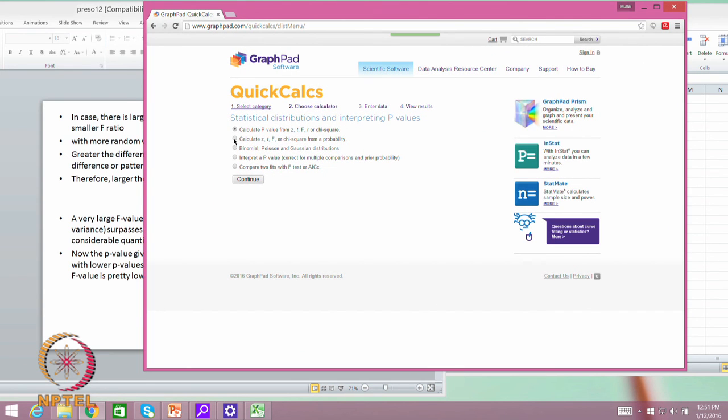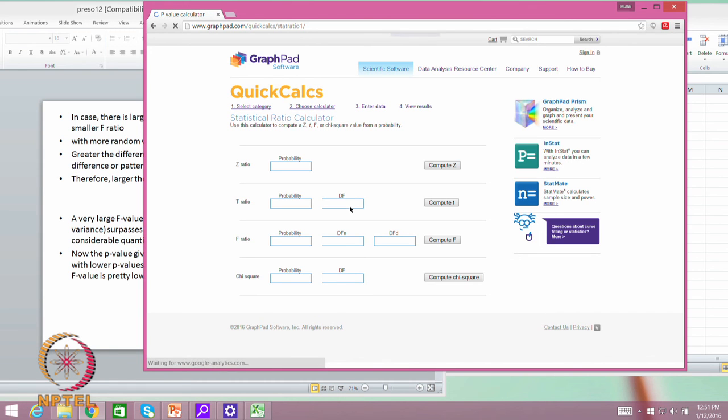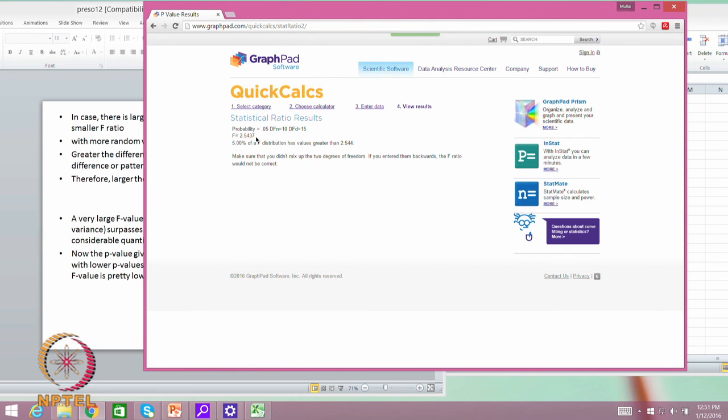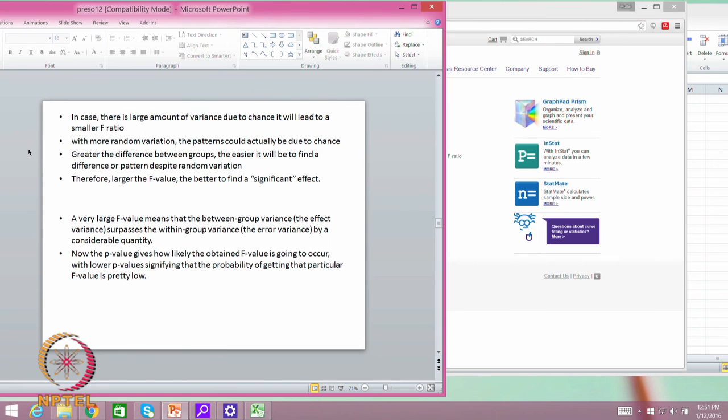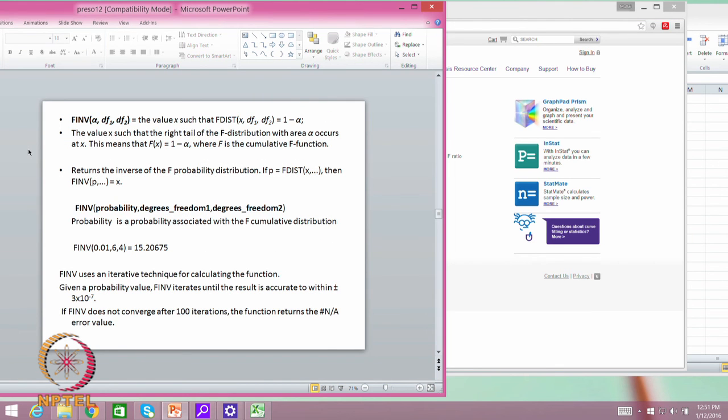Okay. So, we can say here for example, F ratio, so we give a probability say 0.05 and then the degrees of freedom 10 and degrees of freedom 15 in that problem, compute F value. So, you see 2.543, it gives you 2.543. Okay. So, that is equivalent to your F inverse.